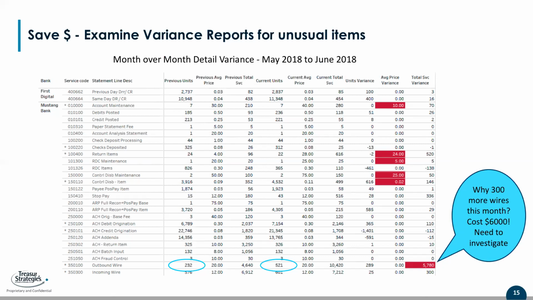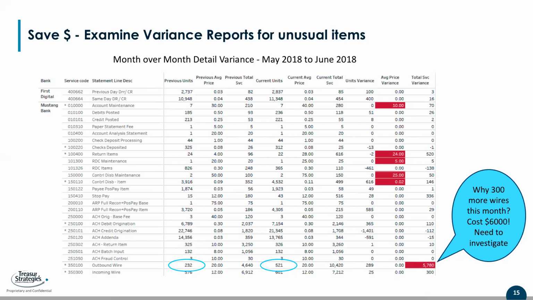And I've highlighted here one variance at the bottom of the page where, again, this is an outbound wire item, and it looks like we did about 300 more outbound wires in June than we did in May. Now, that's a lot of wires. So if you can't instantly say, oh, we did that many wires because we were paying our regional distributors their quarterly allotments, okay?